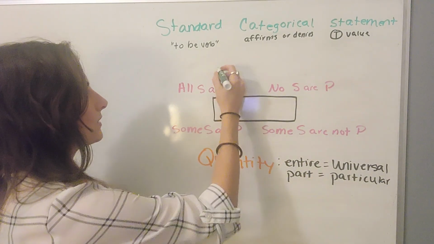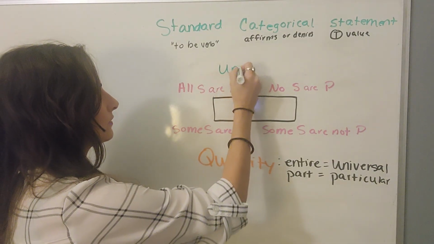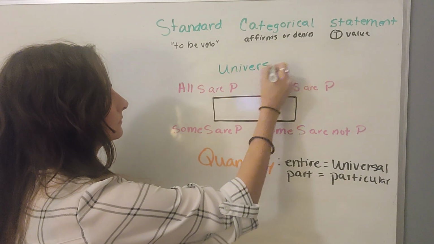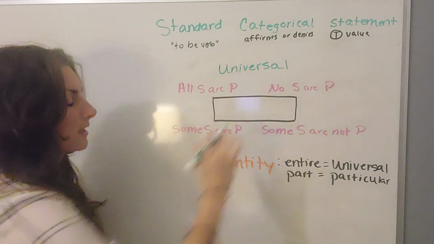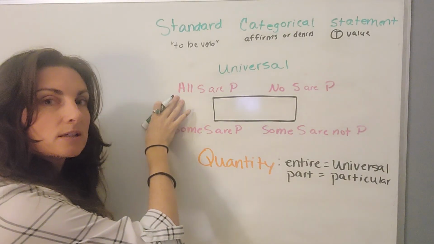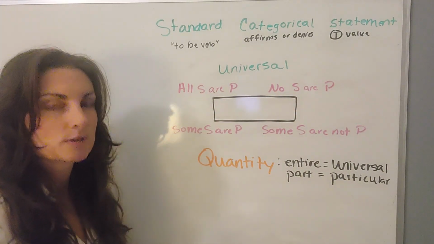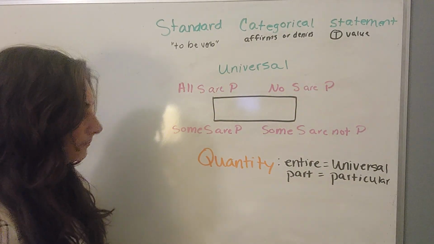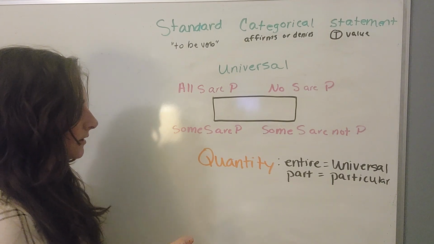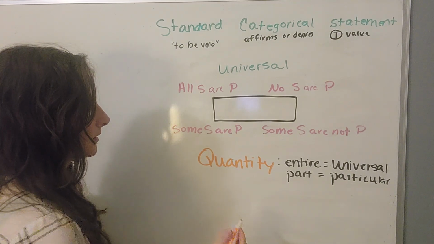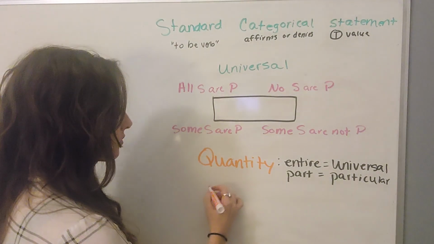So these top ones up here are our universals, because this one includes the entire extension and this one excludes the entire extension. All right, now that's quantity. How much? Next we have quality.